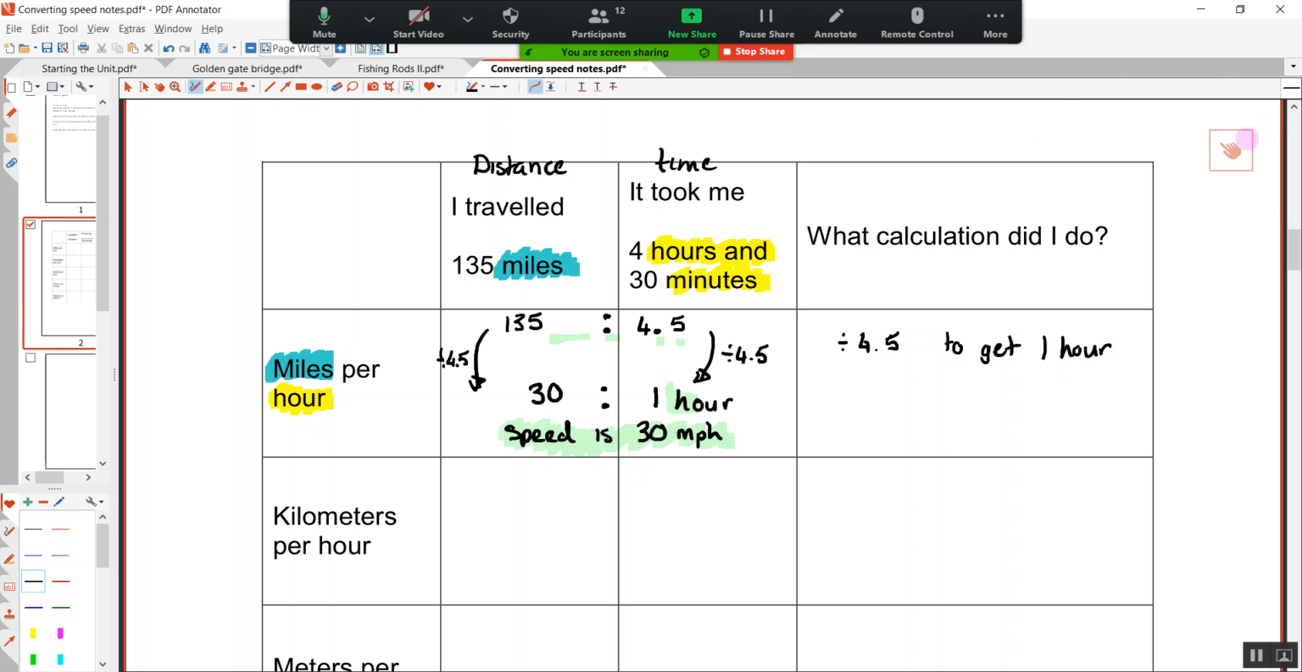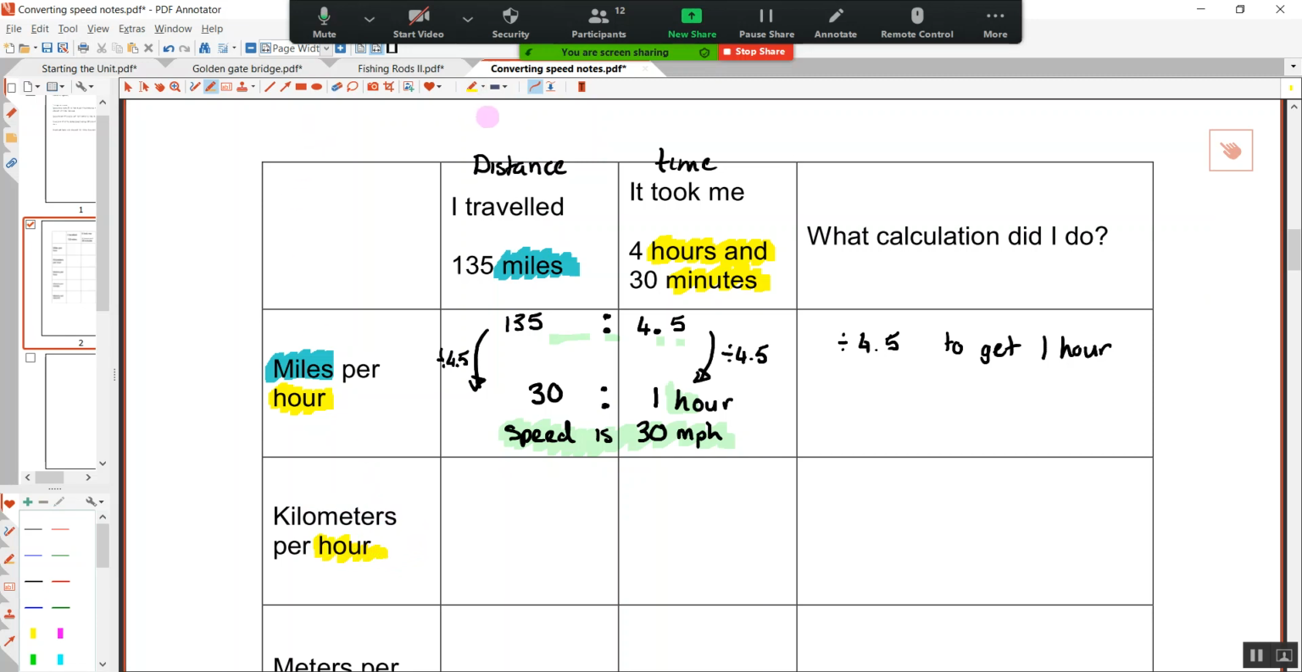Right, let's look at the next line then. So now I'm going to change. So I know I'm traveling 30 miles per hour. I'm not going to change that speed, but I'm going to change the units. All right, so this is going to be relatively simple, but we might need some converters online. So my next speed is going to be per hour again. So I'm all right with that.